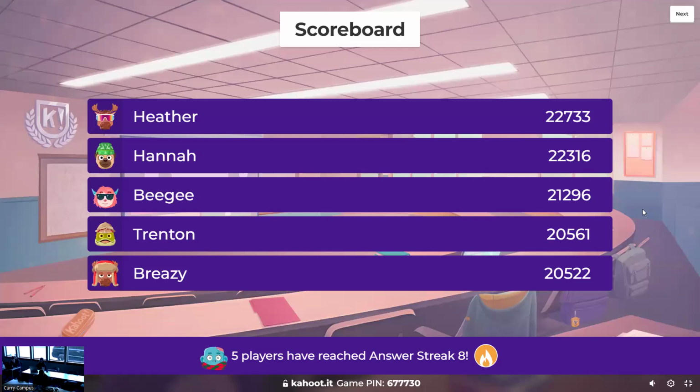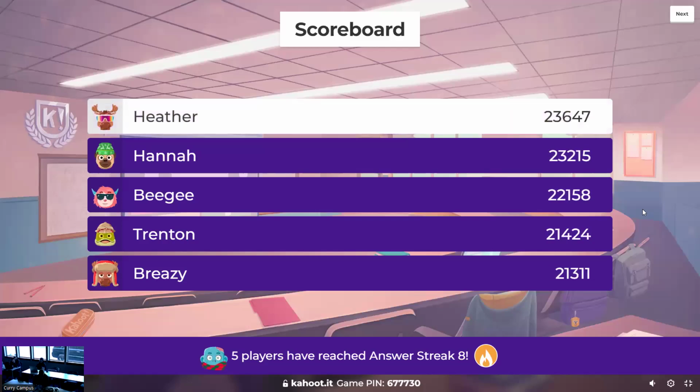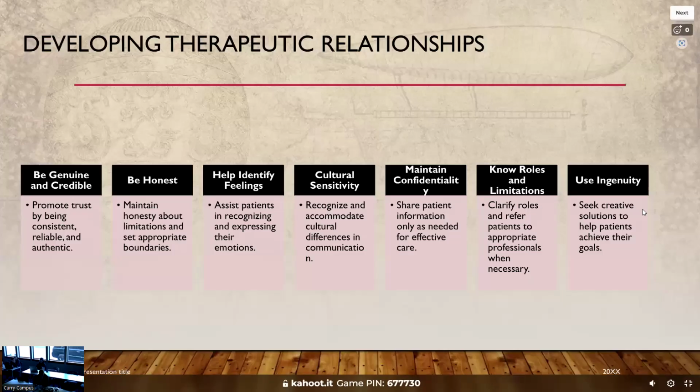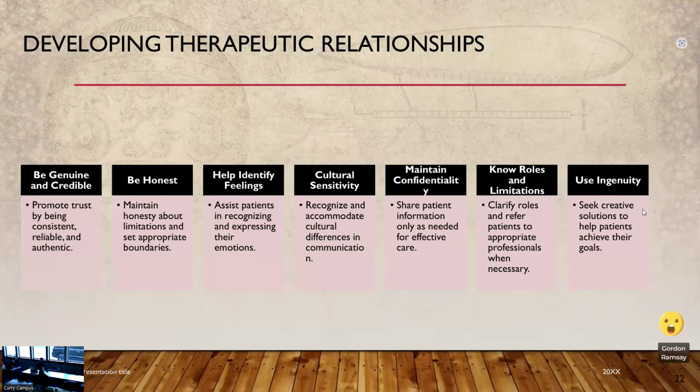All right. And developing a therapeutic relationship. And we'll just kind of go over this briefly. Be genuine and credible. Promote trust and being consistent. Be honest. Maintain honesty about limitations and set appropriate boundaries.